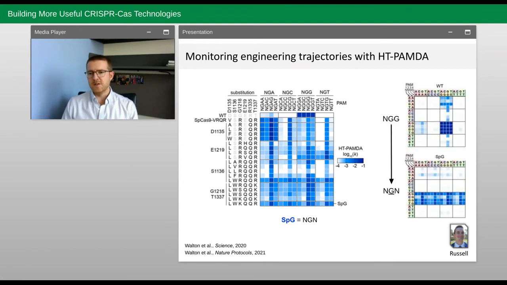So we can essentially use this HT-PAMDA assay to profile the impact of these changes on the Cas9 scaffold, where again, the wild type Cas9 prefers this box here, which represents the NGG PAM space. But now this new enzyme you can see has a very different profile where it targets this entire row of NGN PAMs.